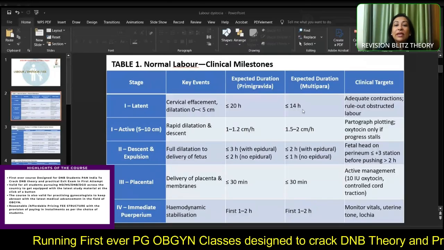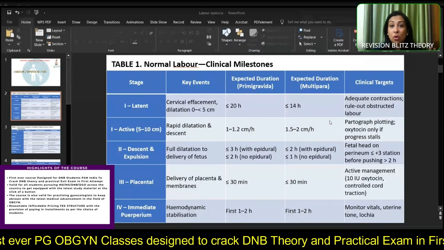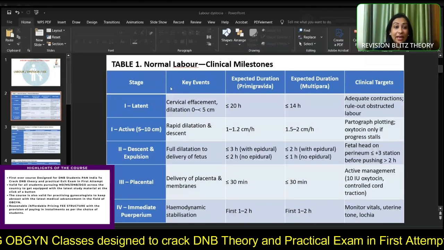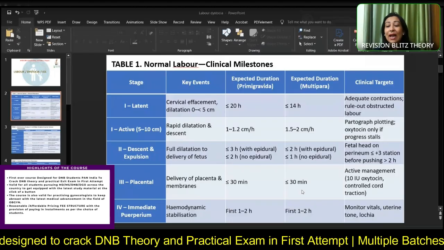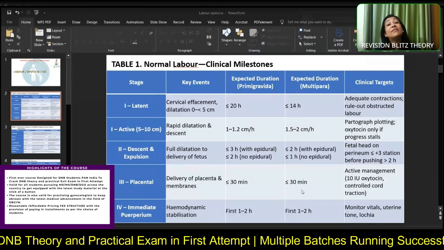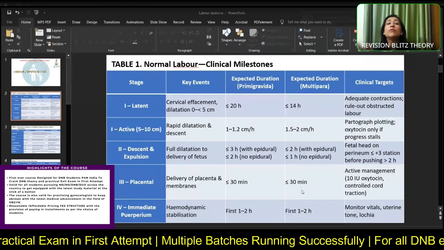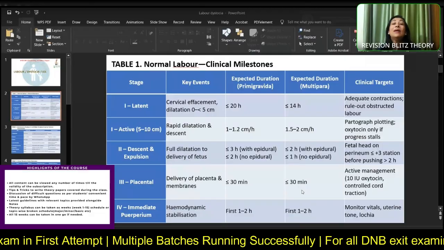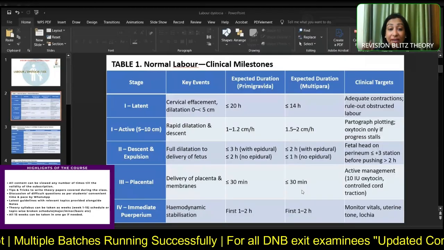So the latent phase is usually around 20 hours in a primigravida, and in a multigravida it's 14 hours. It's very long, correct? Then starts the active phase, and now I'm giving you 5 centimeters as the active phase, because as per the latest labor care guide, it has taken 5 centimeters as the benchmark. It was 4 centimeters before, and now it's 5 centimeters. Even if you write 4, nobody will say anything to you. But the latest is 5 centimeters. So that's the new limit for the active phase of labor.